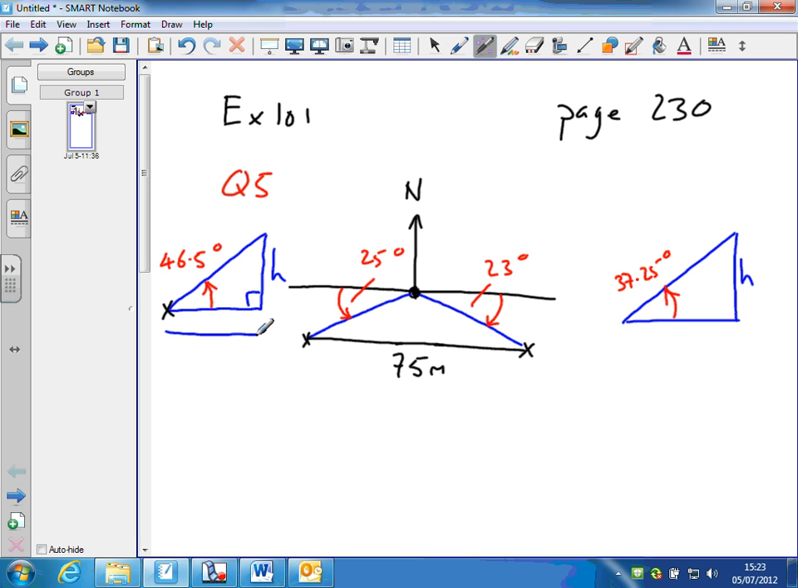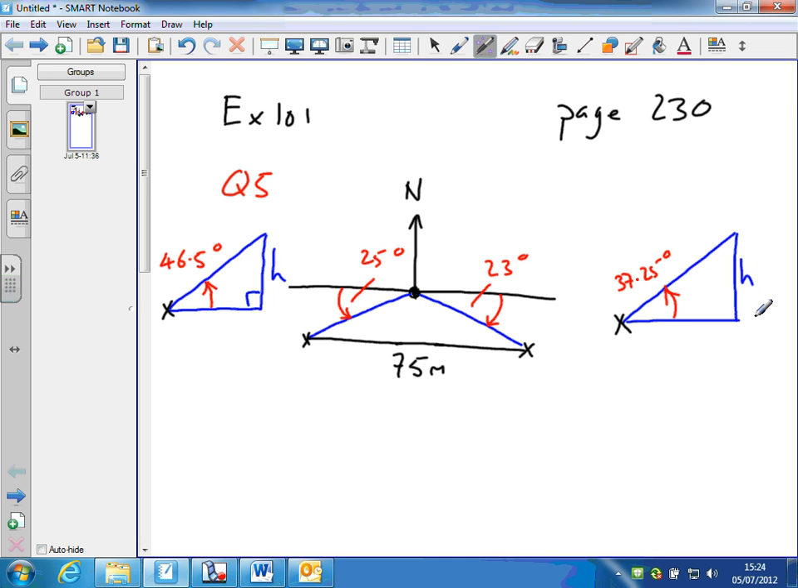To the height of the tower. So this line here represents the tower height, h, which is what we're after. Coming over to the other side, for this position over here, and that's this position. In this particular diagram, there's an elevation of 37.25 degrees from that position up to the height of the tower, h. We also know that the observers are 75 meters apart.